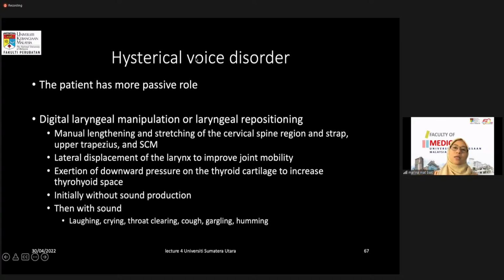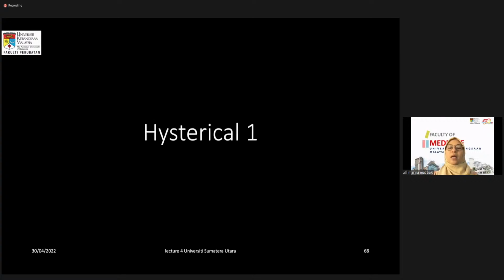But for another type of functional voice disorder, the hysterical type, the patient does not have an active role. The speech language pathologists have to unlock the larynx by doing digital manipulation, and there are some maneuvers like telling the patient to cry, telling the patient to cough, and trying to produce voice to unlock the abnormal position of the larynx. I give an example.